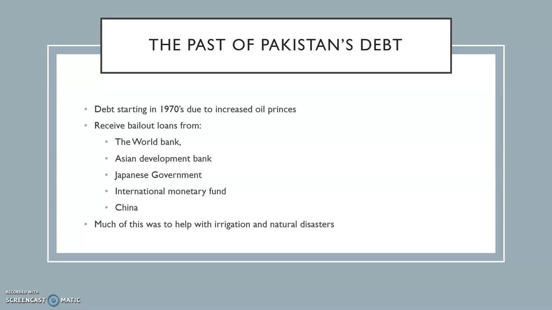A lot of these places not only have helped them with the high oil prices, but it also goes towards irrigation as well as natural disasters, which have plagued Pakistan.